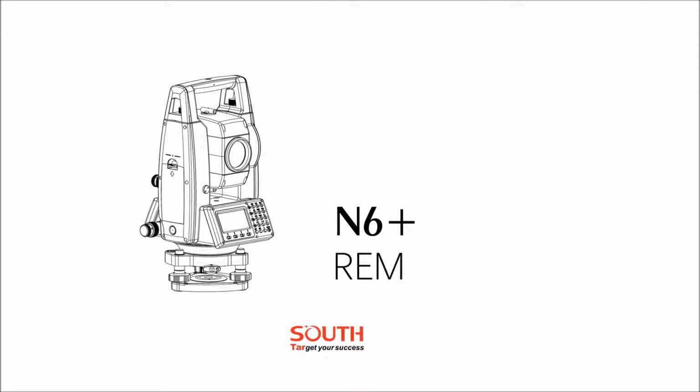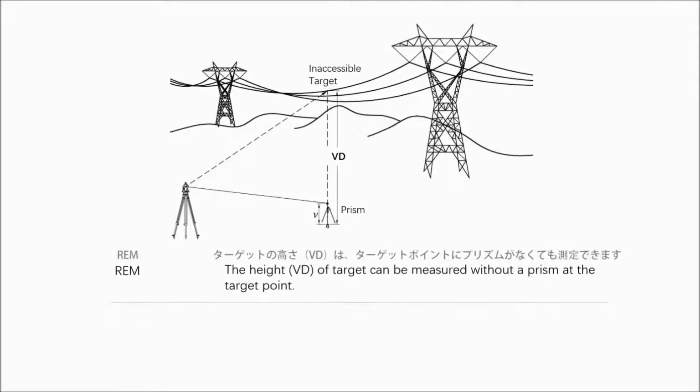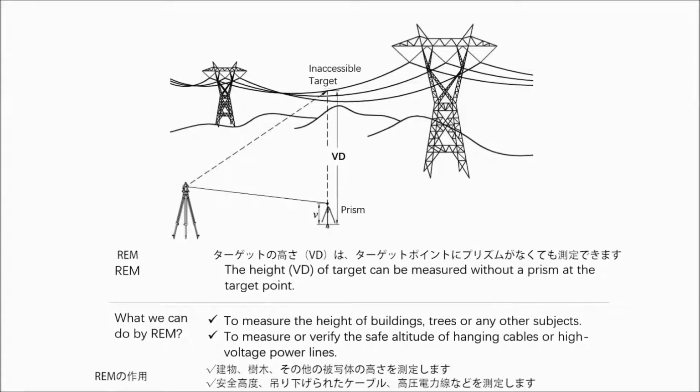REM function, also known as remote height, is mainly used to measure the vertical height of tiny objects, for example the high-tension cable hanging in the air. Set a prism on the plumb line below the target, and measure the prism height. The target can be measured with or without prism height.